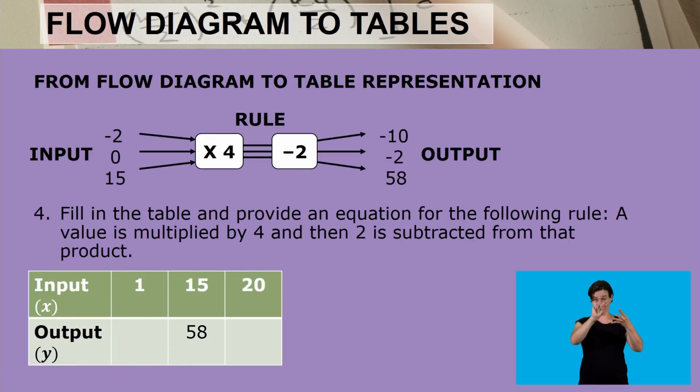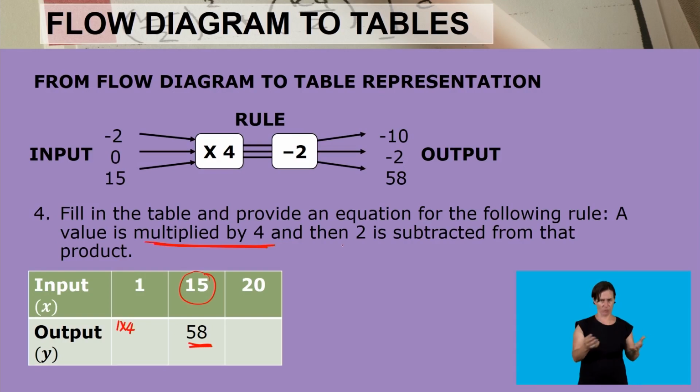Now the next one again has 2 parts to that rule. The flow diagram has already been completed, and we can see that with an input value of 15, the output value of 58 has already been filled out in our table. So let's fill out the rest of the table. Now what is happening to our input values? Well, we are multiplying the input value by 4. So that would be 1 multiplied by 4.